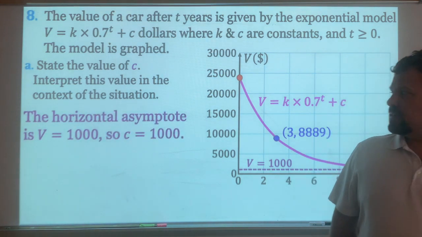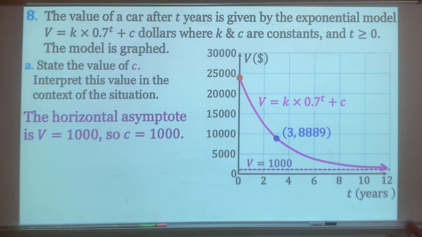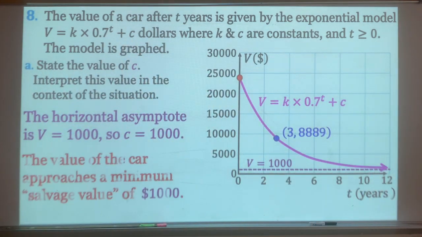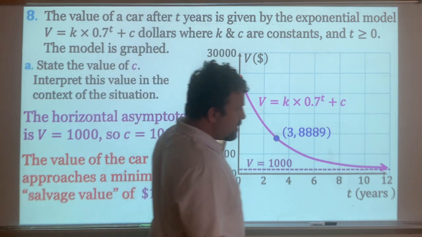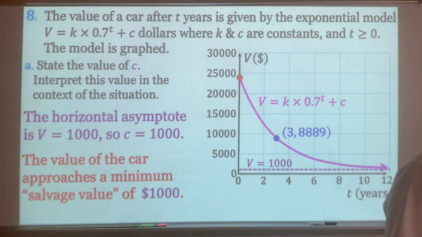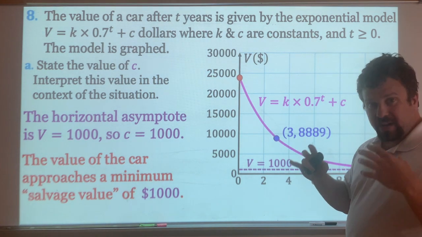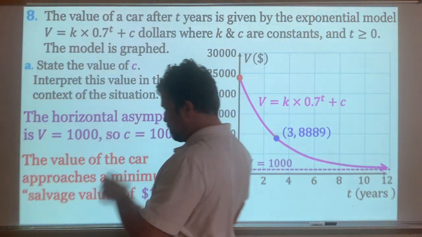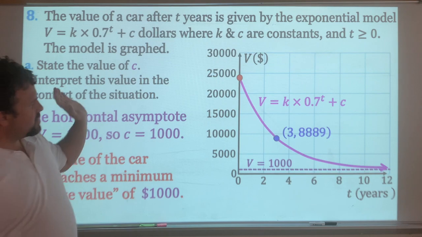All right, C, the horizontal asymptote, is V equals 1,000, so C is 1,000. Whatever C is will always be your horizontal asymptote. The value of a car approaches a minimum, or a salvage value. That's the minimum amount they'll give you, $1,000. So even if your car is in a wreck, or beat up and disgusting, they're going to give you $1,000 for it, because when they salvage it, they're not going to actually sell it to drive. They're just going to use whatever parts or metal was left over on that car. So even after 40 years, they'll give you $1,000 for it.